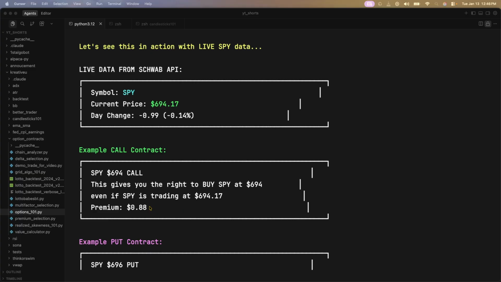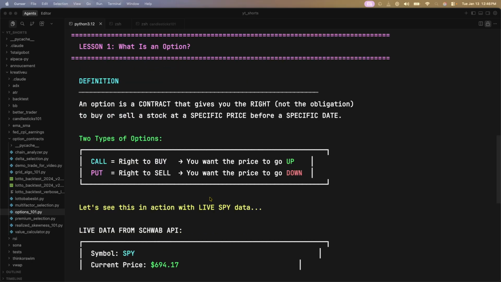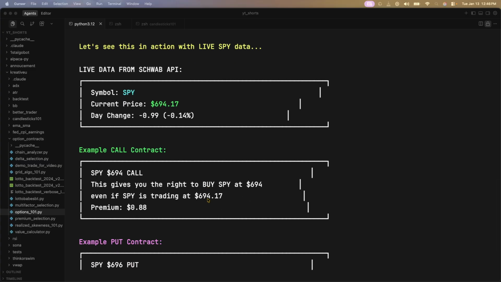And the premium, or the cost of this, is going to be $88. Why is that? Why isn't it 88 cents? For every option contract, and we're going to get into this, but let's cover it now, there are 100 shares. So in order to get the actual price of one option contract for this call, we take 0.88 and multiply that by 100, and then we have $88.